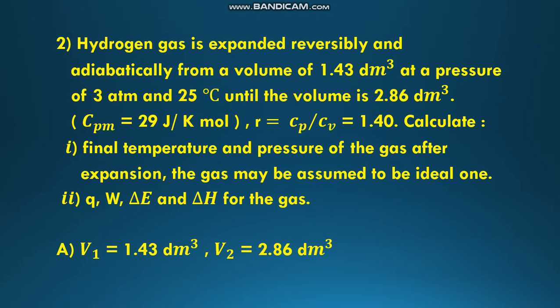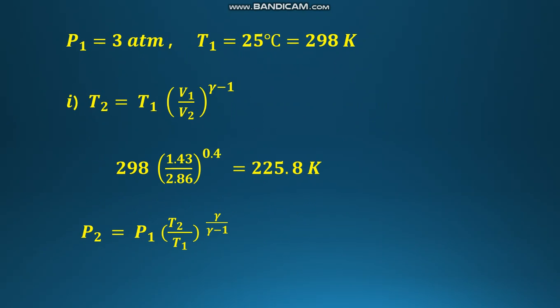So now we can solve this problem. Here V1 is given as 1.43 and V2 is given as 2.86. Then P1 is 3 atmosphere and T1 is given as 25 degrees centigrade, which is equal to 298 Kelvin. For the first question we use the adiabatic equation where Q is equal to 0. The equation is T2 is equal to T1 into (V1 by V2) power (gamma minus 1).